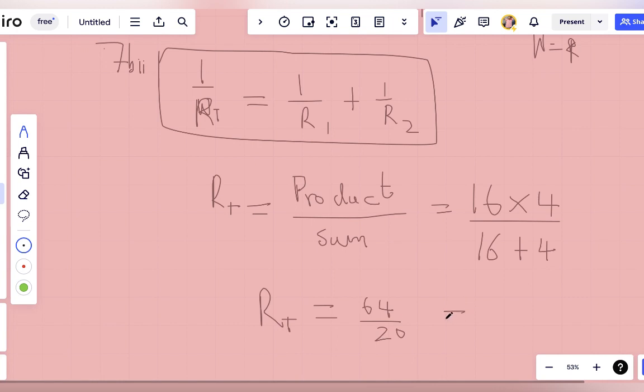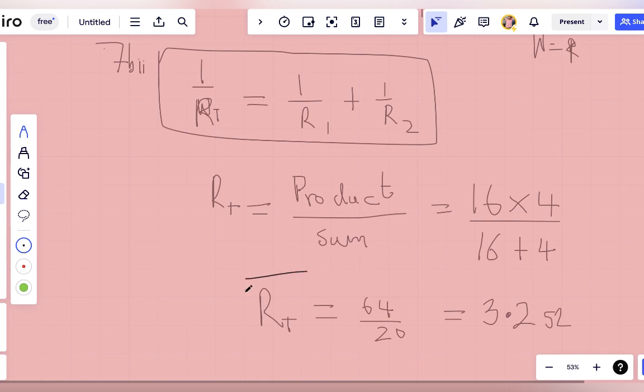This is the equivalent resistance, the total resistance. When these 16 and 4 are connected in parallel, the total resistance they offer to the circuit is just 3.2 ohms.